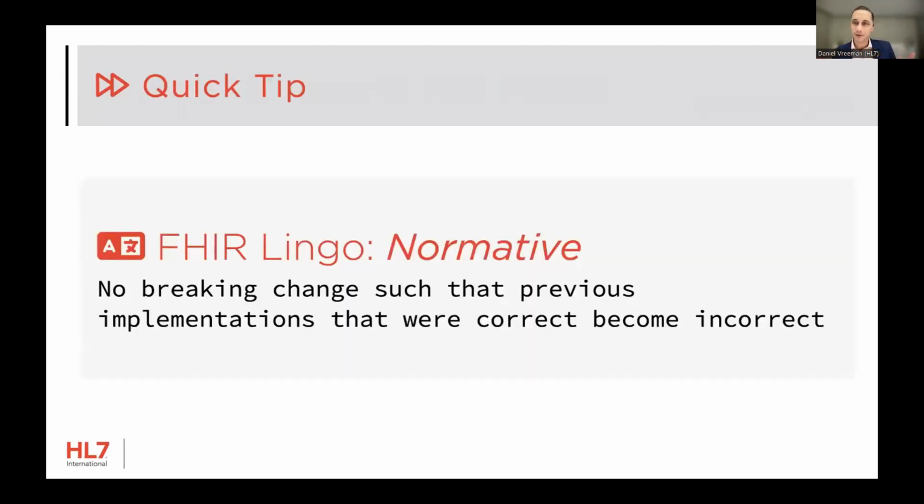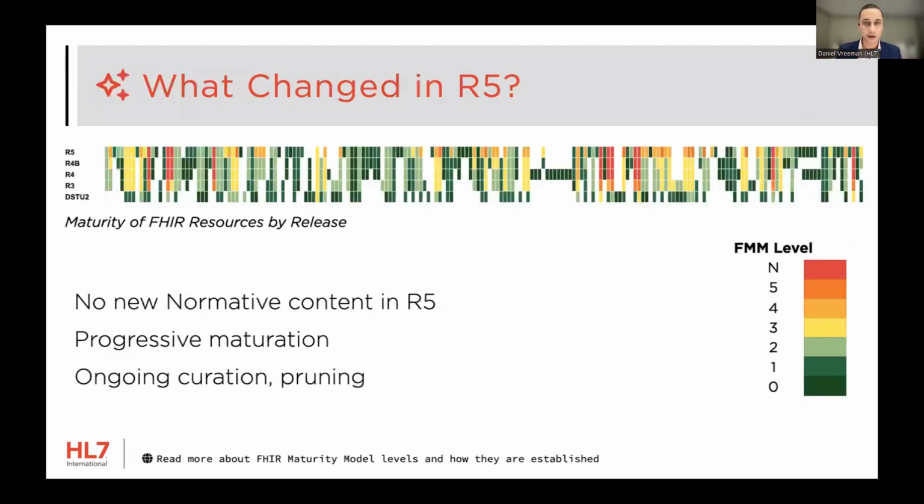As I describe Release 5 and its transition from Release 4, I wanted to define for you this term we use in the FHIR world called normative, which is a label that we use to describe a mature state of a specification or component of a specification where there are no breaking changes allowed, such that previous implementations would become incorrect. And so when we think about what changed in Release 5, one of the things that occurred was that we didn't label any of those resources as normative that were not previously named normative, and that was intentional.